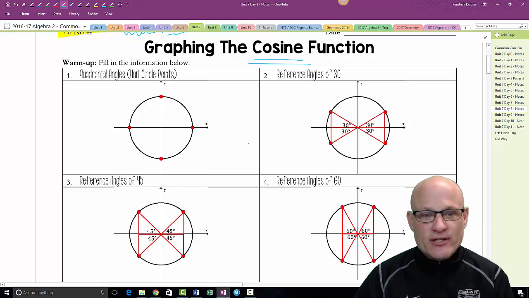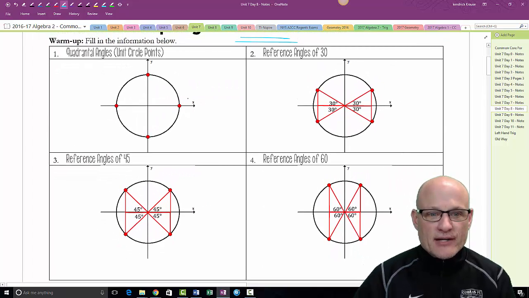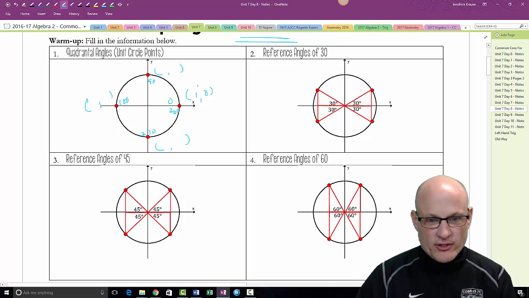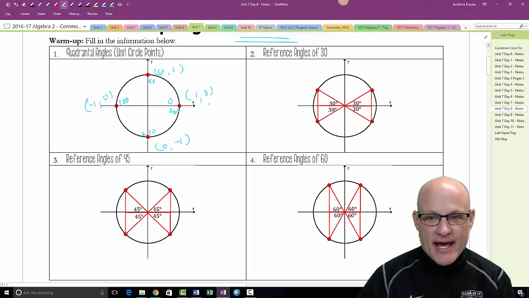First thing I asked you to do is to get through this warm-up. Quadrantal angles, first of all, you should be very familiar with those. Those are 0, 90, 180, 270, and 360. Let's see, (1, 0), (0, 1), (negative 1, 0), and (0, negative 1). And remember, we're dealing with cosine now, so cosine is going to be the x values.